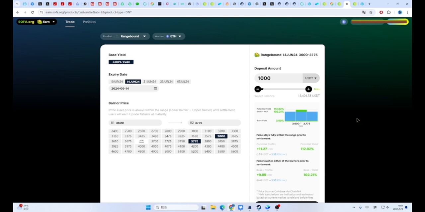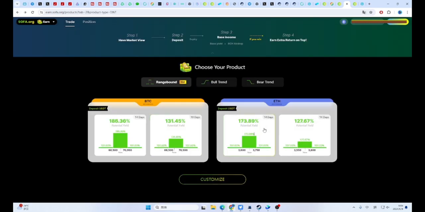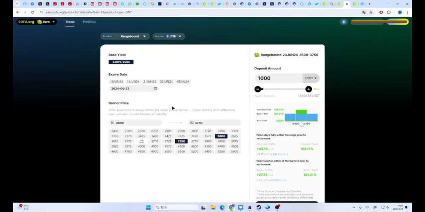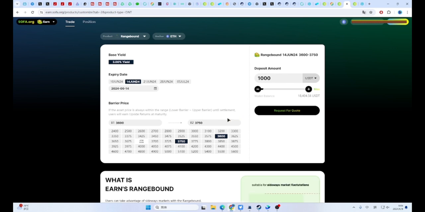For example, we have a 14-day term. Let's not look at the returns for the 14 days, let's look at the RCH. For a 5-day term, the expected return is about 3 RCH. Let's compare the same 1,000 USDT over 14 days, which ends on the 23rd. It yields only 9.8 RCH. Here's a tip. Click on Customize. Then we buy a range bound, and the returns will be much better.